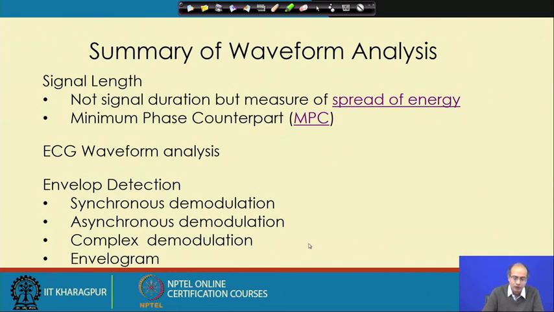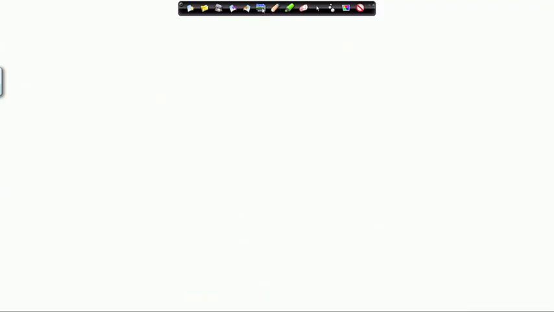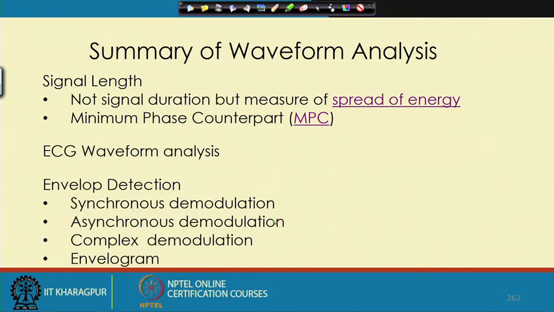Then we went for envelope detection. First we went for synchronous demodulation, where we assumed that we know the carrier signal, not only the carrier signal frequency, but also its phase. So it is a bit synthetic kind of situation which we will not get in practice. In practice, asynchronous demodulation would be more useful.